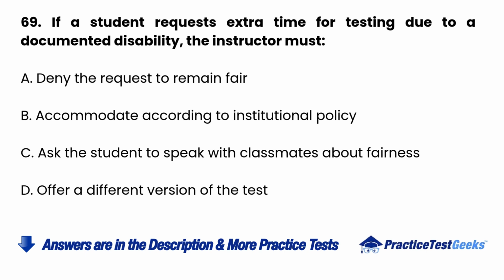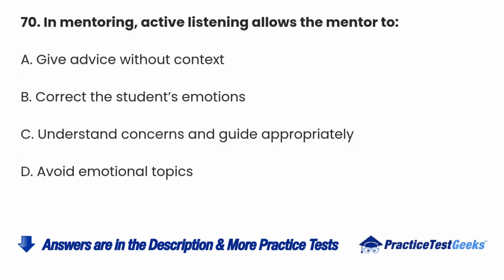69. If a student requests extra time for testing due to a documented disability, the instructor must A. Deny the request to remain fair. B. Accommodate according to institutional policy. C. Ask the student to speak with classmates about fairness. D. Offer a different version of the test.